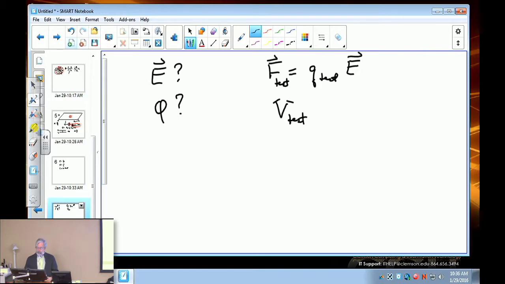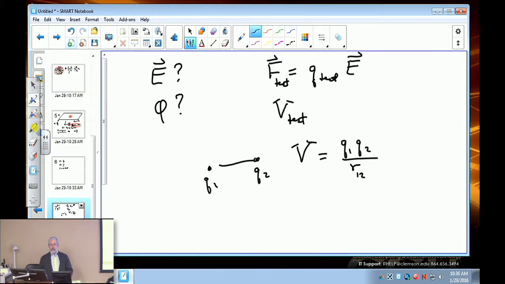So if I have two bodies, Q1 and Q2, there's a force existing between these bodies, right? And the potential energy associated with that arrangement is simply the product of the charges divided by the distance between them. Now, what is the electrostatic potential?